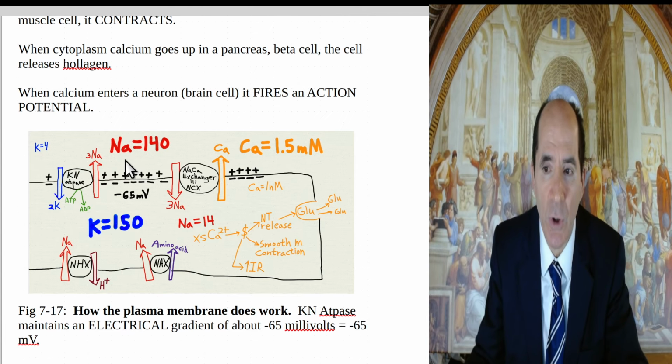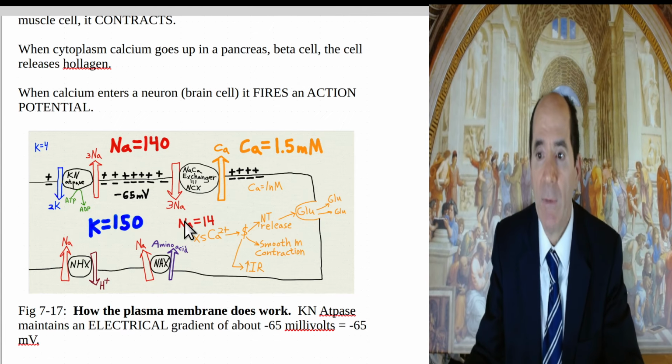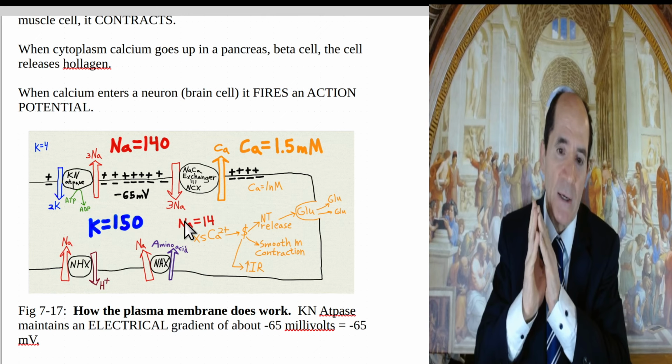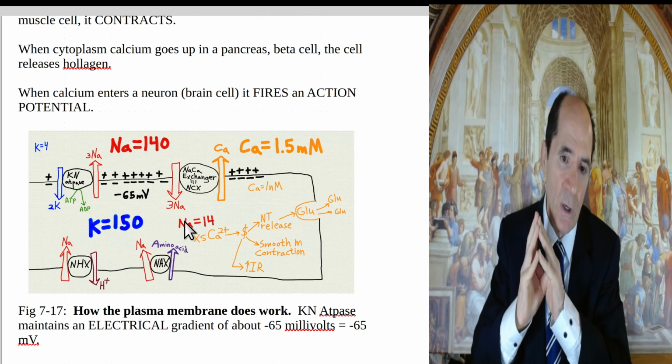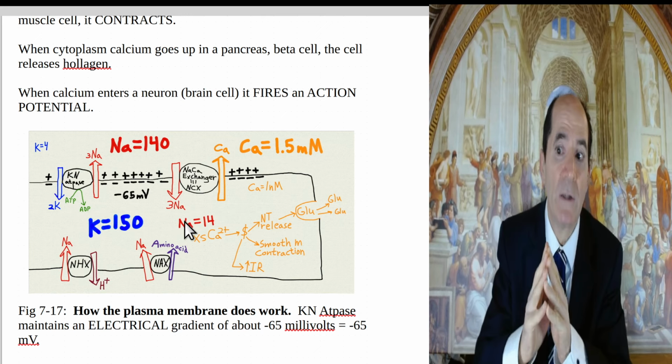There's a gradient of sodium. It's about a 10-to-1 gradient: 10 times as much sodium outside the cell as there is inside the cell. Based on this chemical gradient and the desire of the ion to equilibrate its gradient, sodium wants to come into the cell.